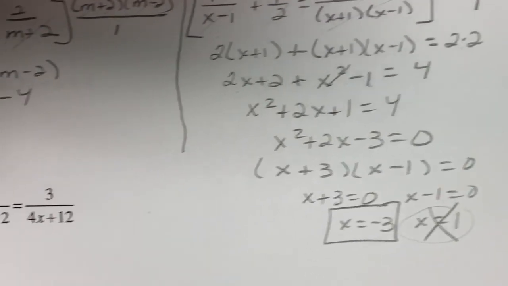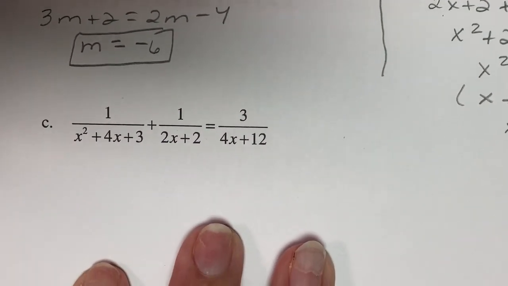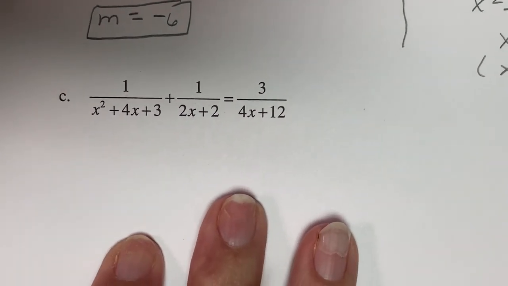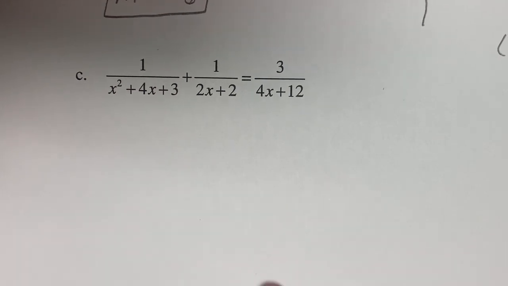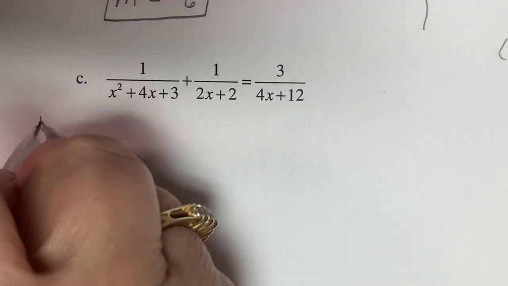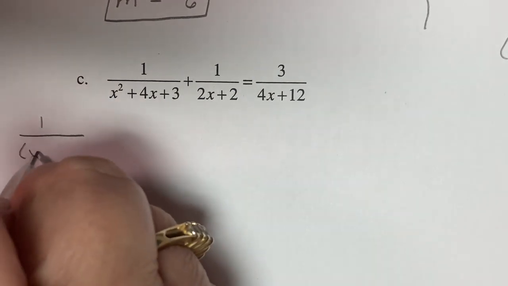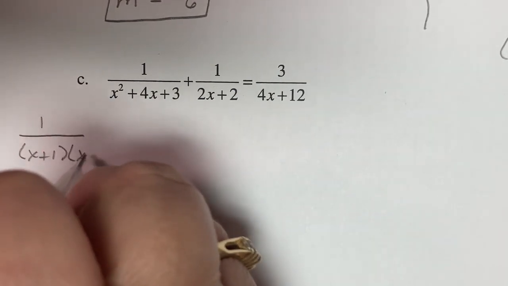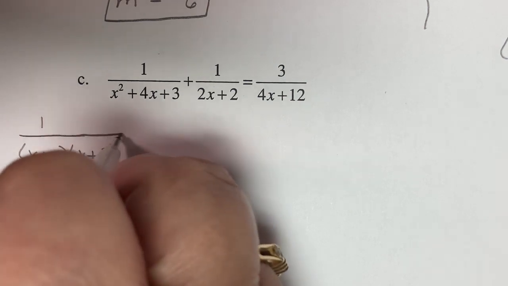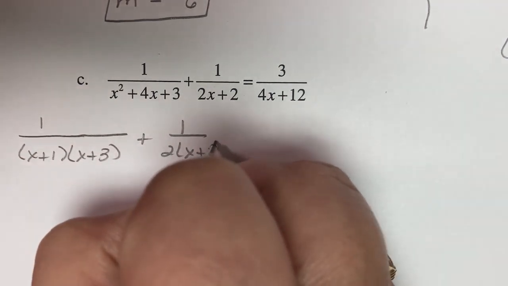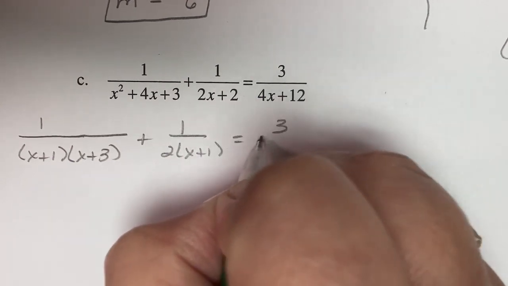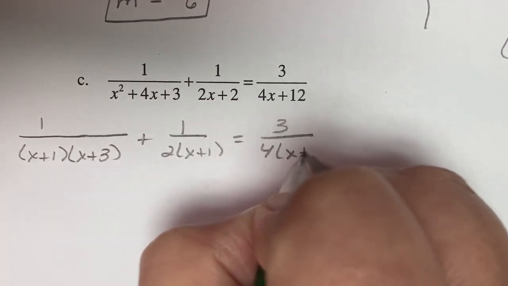All right, we have one more problem to do in this section. Again, if I were you, I would pause the video. I think you should have the idea here, and I would do it on my own. I'm going to go ahead and do it. So the first thing that I'm going to do is factor the denominators. Take a 2 out here. Take a 4 out here.